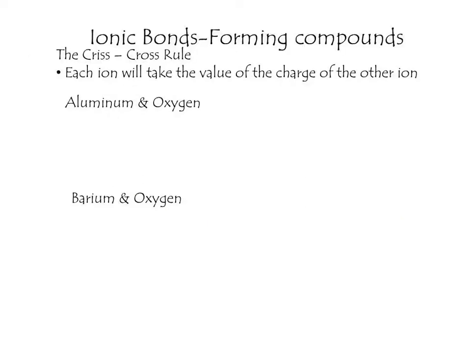So let's go ahead and do a couple more examples. The first thing you're going to need is a periodic table. Make sure you have this out. If you look at aluminum on the periodic table, you should already know that aluminum is most likely going to have a +3 charge. So here's aluminum with a +3 charge, and oxygen is going to have a -2 charge.